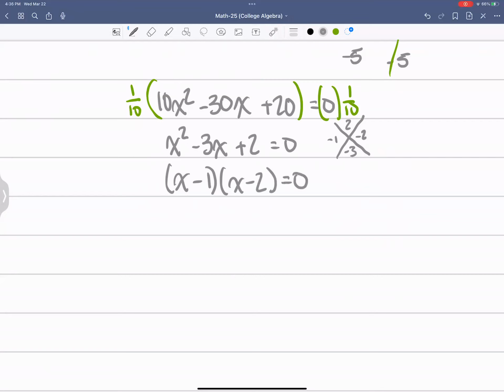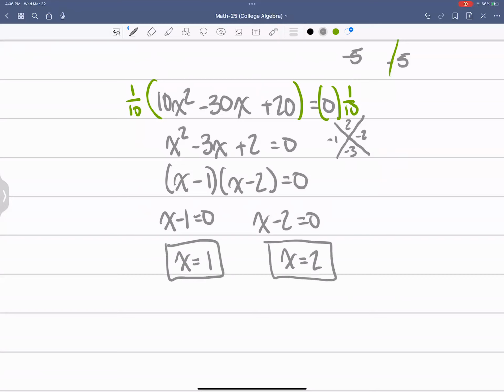So nice and perfect. This entire product is equal to 0 when this is equal to 0, and also when this is equal to 0. So we have x minus 1 equals 0, and also x minus 2 equals 0. Our solutions to our system of equations are going to be in these two places where x is equal to 1 and also when x is equal to 2. So those two different places.